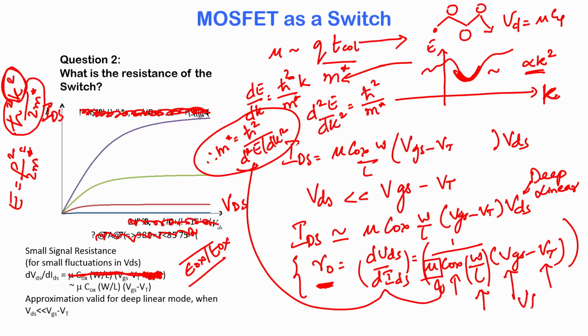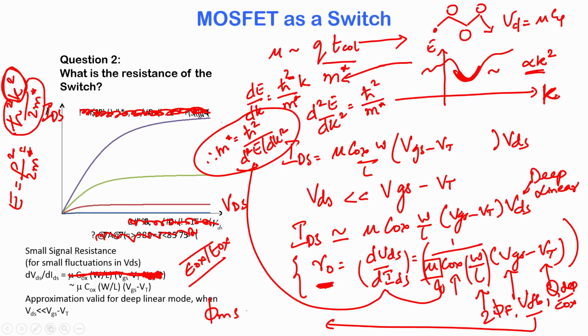It depends on the flat band voltage, it depends on the depletion charge divided by Cox, it depends on 2 phi f, the surface potential reaching 2 phi f. And what is VFB? VFB is the flat band voltage, which depends upon the metal semiconductor work function for the gate metal and the semiconductor. It depends on any trapped charges in the insulator divided by Cox.